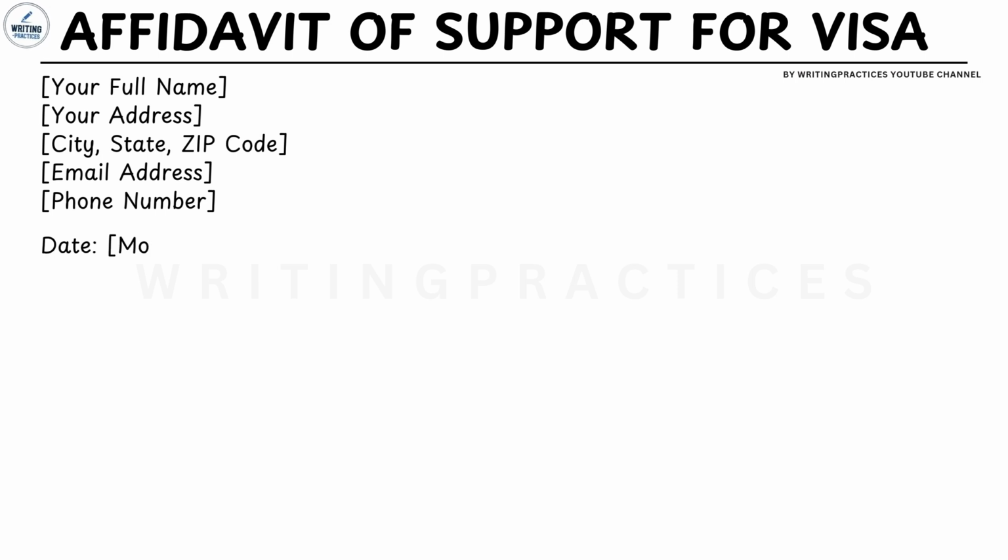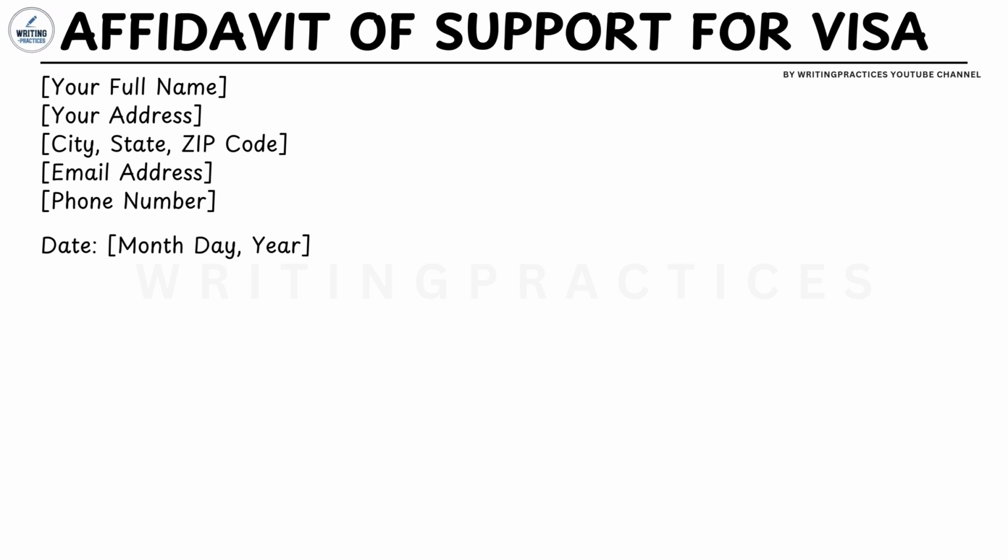Date. Next, include the date you're writing the letter. For example, March 6, 2025. This is essential because immigration processes often rely on specific timelines. Including the date ensures your affidavit is valid and relevant to the visa application.